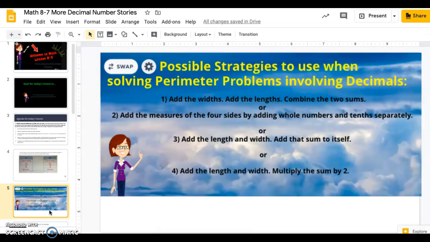Or a third strategy, which might make more sense to some of us, we might just add the length and the width, and then whatever sum you get from that, add it to itself to account for those other 2 sides. Or what usually works best for me is simply add the length and the width and then multiply it by 2, double it, because then you would be accounting for the other 2 sides and in turn all 4 sides. What do I mean by that?